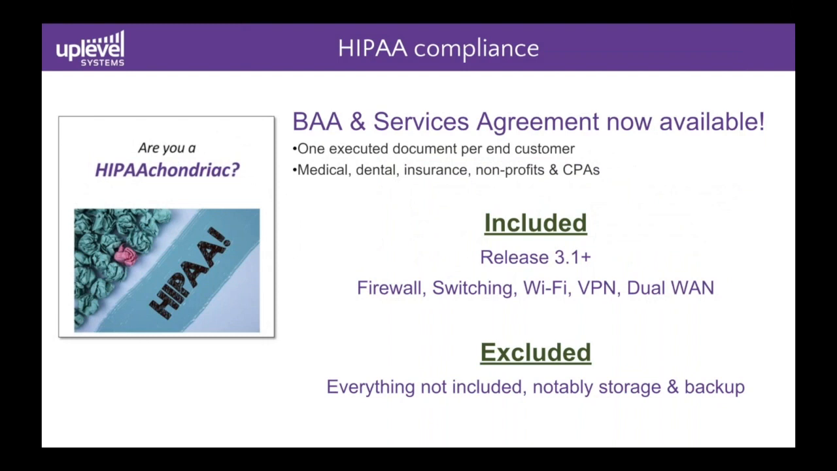This is with the exception of the NAS, however, it does include all firewall and routing capabilities and the users connected within them. Today, we are currently signing one agreement per end customer. So once your gateways are upgraded, please let us know of any BAAs needed for specific end customers. We're more than happy to get those for you.